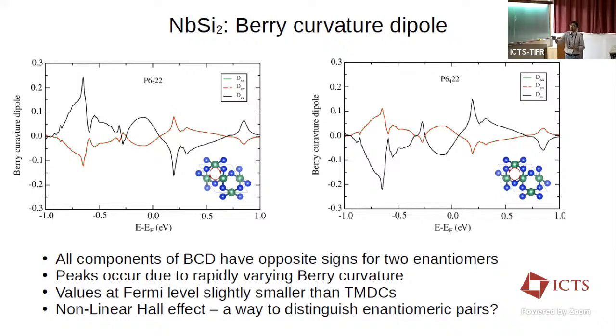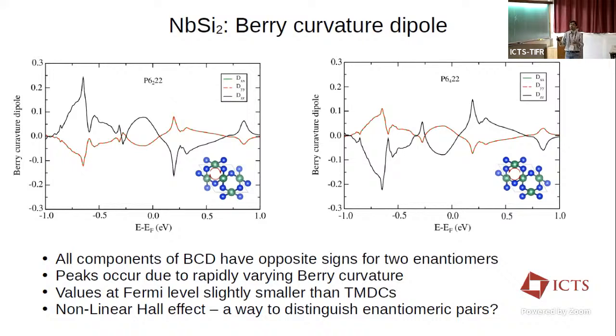So what we propose is that maybe one can use this nonlinear Hall effect, or second order Hall effect, as a transport way to distinguish between the enantiomers. As we know, there are optical ways to distinguish between them, but perhaps this could be a transport experiment that can allow distinguishing between the two.